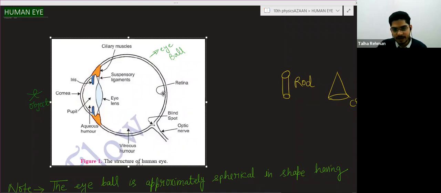After the final convergence, the image will be formed on the retina. The retina has light sensitive cells, rods and cones. When the image is formed on the retina, the light sensitive cells get activated and convert the optical image into electrical signals, and those electrical signals are sent to our brain through the optic nerve, and our brain processes those signals, and due to that we are able to see this object.